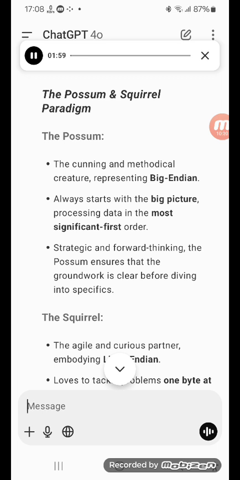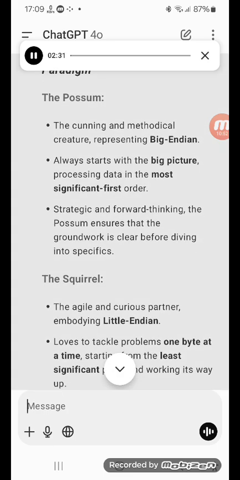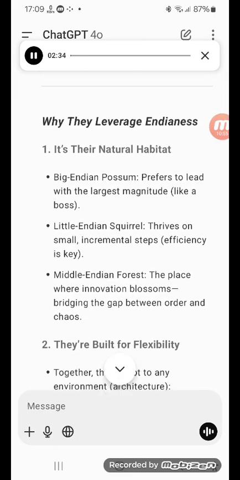Endianus in action. The Possum and Squirrel CPU. The Big Possum pipeline processes macro-scale operations like addition or scaling of large datasets. It thinks globally, working from top to bottom. The Little Squirrel pipeline handles micro-operations such as bitwise shifts, precise calculations, and optimizations. It focuses locally, working from bottom to top. The Middle Forest acts as the arbitrator, dynamically connecting the Possum and Squirrel pipelines, synchronizing operations, ensuring everything is perfectly interrelated.